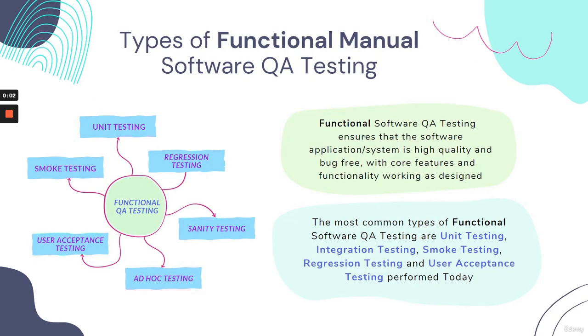Under the umbrella of manual software QA testing, there are two main types, functional and non-functional manual testing. Functional software QA testing ensures that the software application or system is high quality and bug-free, with core features and functionality working as designed. The most common types of functional manual software QA testing are unit testing, integration testing, smoke testing, regression testing, and user acceptance testing, among many others performed today.